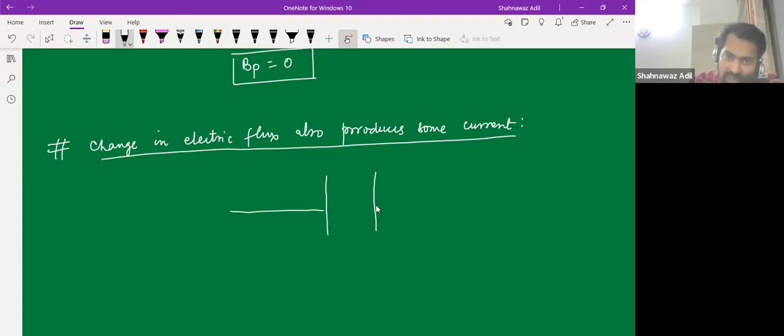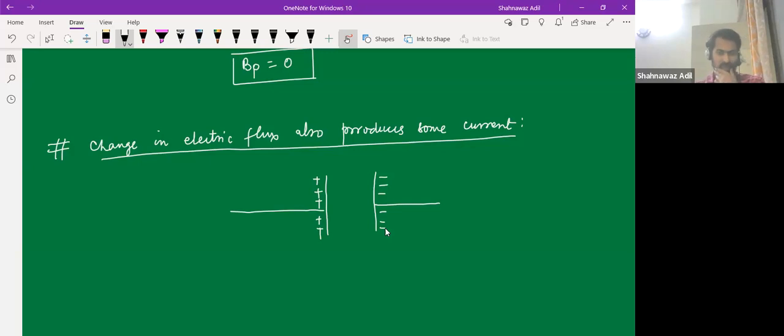So we have this capacitor, and we have this positive plate, right? And we have this negative plate. So do you know what is the electric field inside the capacitor? So there is no electric field inside the capacitor, right? Yeah, there is some electric field.